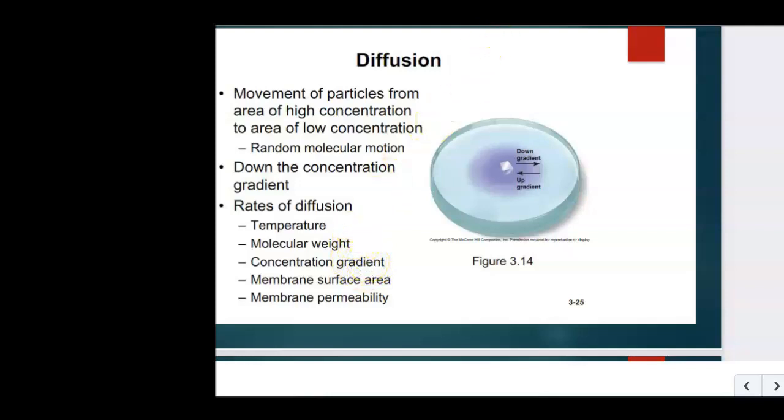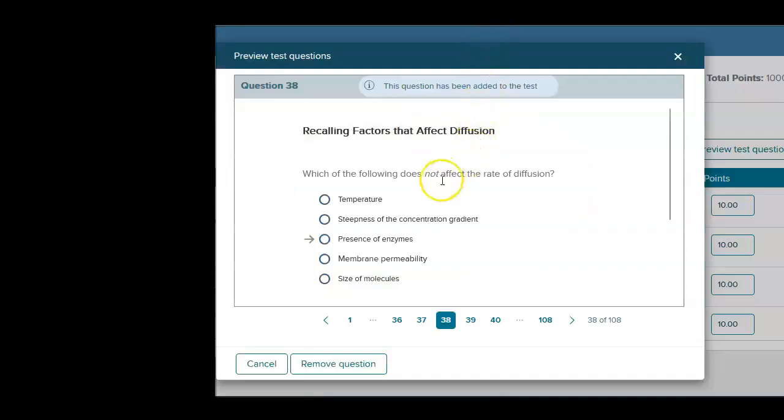So then going back to the question, right here we have presence of enzymes, right? That's going to be the one that is not. As it says in here, which one of the following does not affect the rate of diffusion? And then it's going to be obviously enzymes.